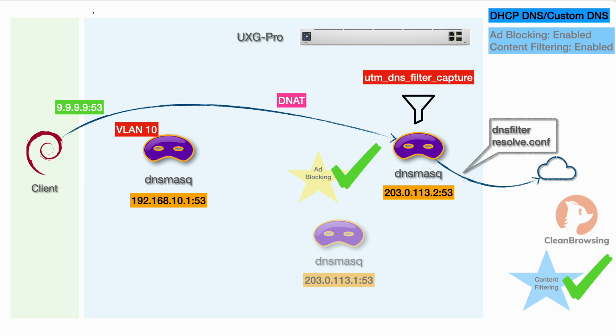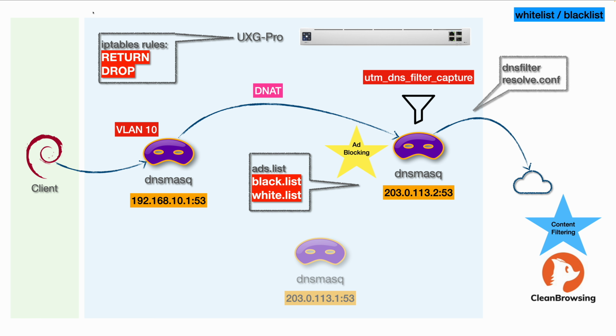Then we will discuss if you try to bypass your gateway's DNS setting, whether the ad blocking and the content filtering will still work. You may be surprised with the answer. And then in the end, let's talk about how we can whitelist or blacklist some specific domain names. Okay, there will be a lot of things to cover.